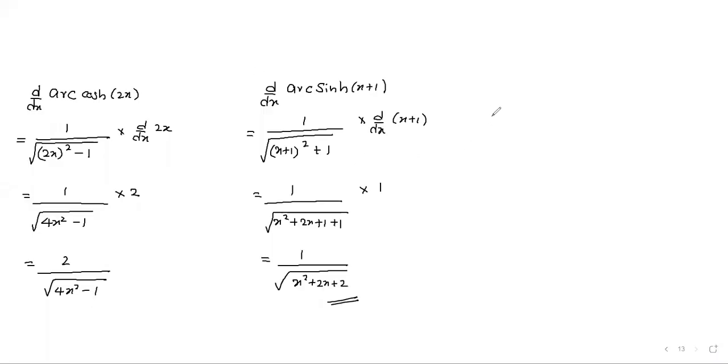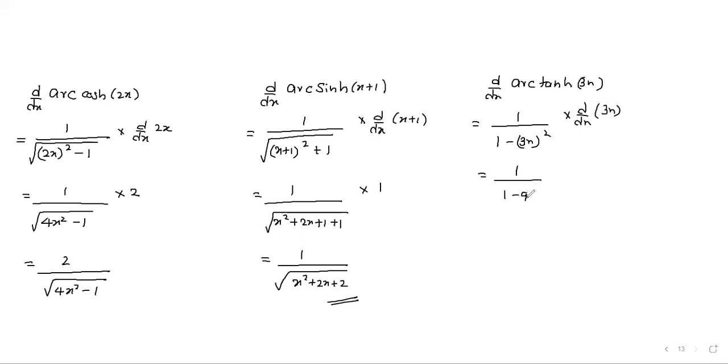Right. So if you want to differentiate arc tan 3x, it turns out to be, according to the formula, 1 over 1 minus 3x whole thing squared into d by dx of 3x. It turns out to be 1 over 1 minus 9x squared into 3. It turns out to be 3 over 1 minus 9x squared is the final answer for this. That's a way of getting the answer.